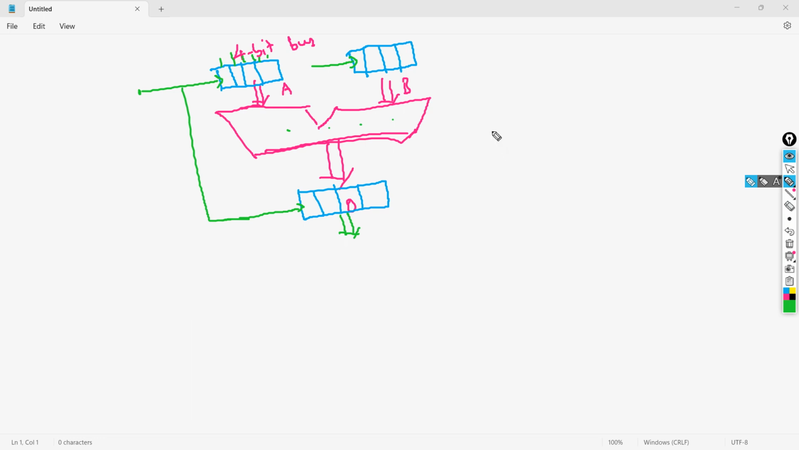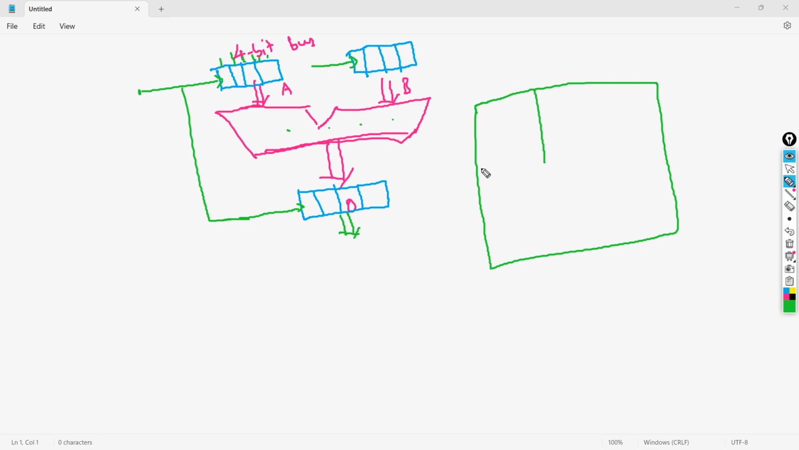Like, if this is your full chip, we divide the designs into something called blocks. We call this a partition. So we call these block A, block B, and block C, something like this.